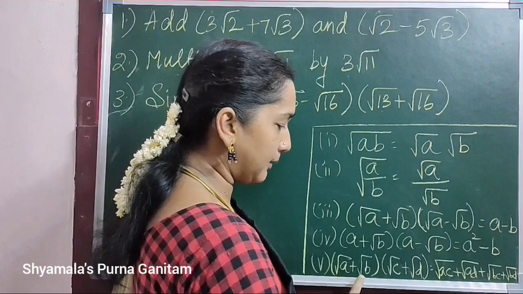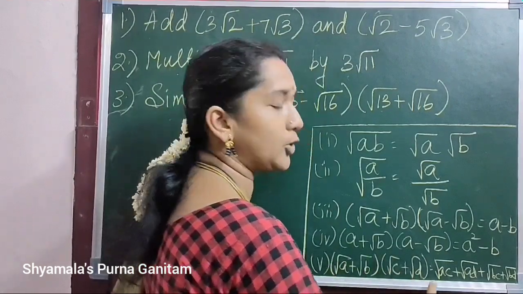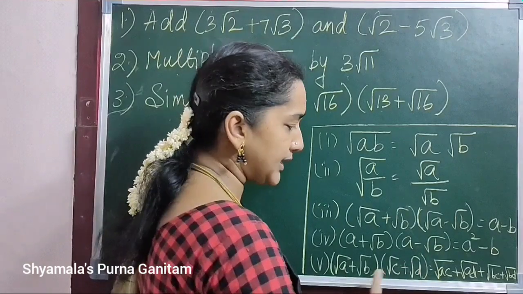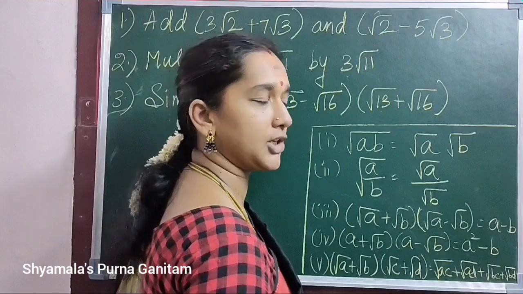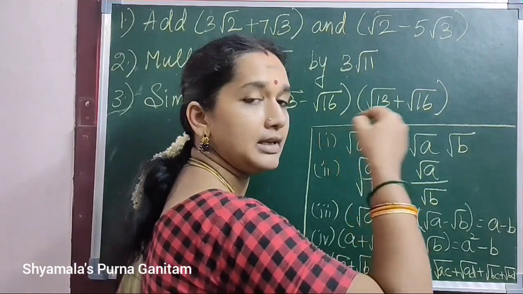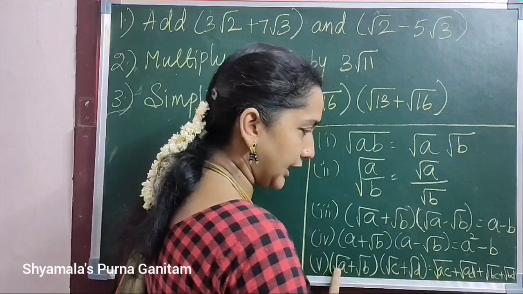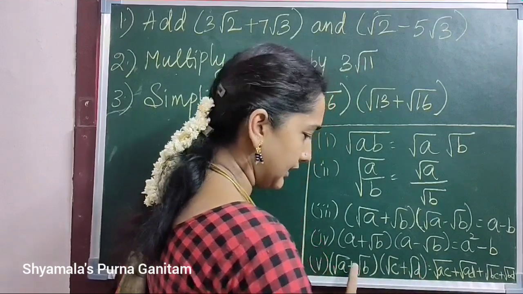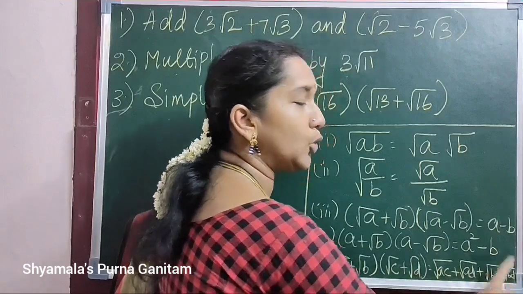Okay, then root a plus root b, root c plus root d. 4 different root values are there: a, b, c, d. So as usual, simple multiplication only. How will you do multiplication? The same way, but everything will be inside the root. That's all. So a into c, root ac. Then a into d, root ad. Then b into c, root bc. Then b into d, root bd.